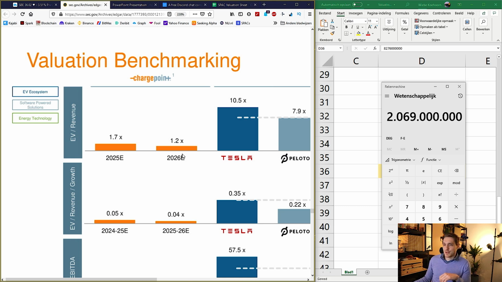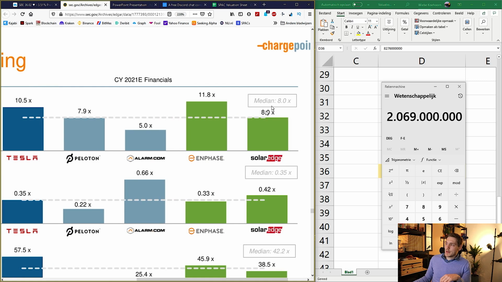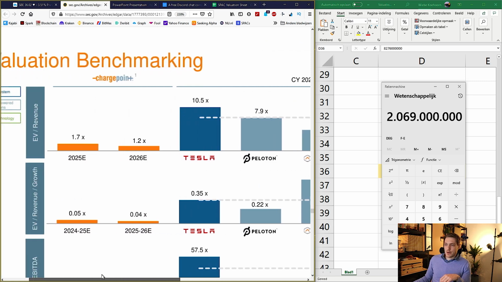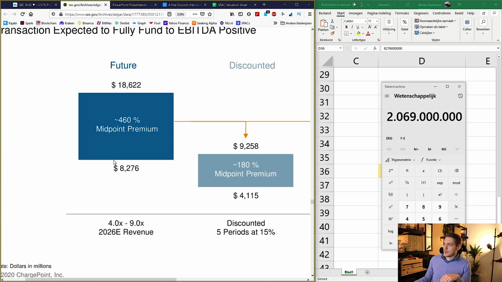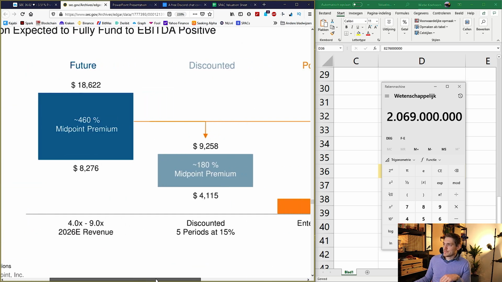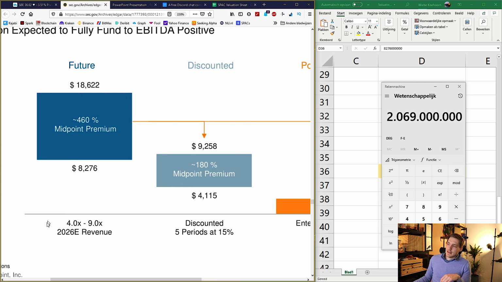That's what we're going to do in the next step. Okay, so the median multiple is 8.0x. Very well. Let's go to another page. This page over here. Here they say, well, okay, so the median multiple is 8x.